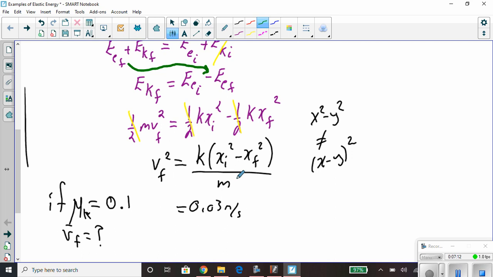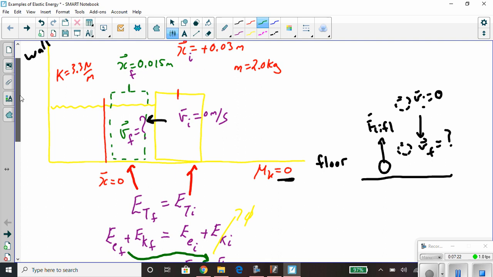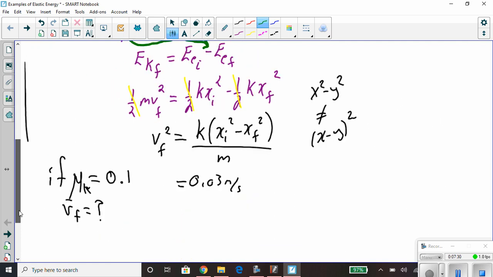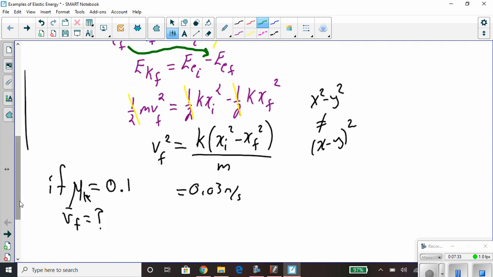Now, if I plug in all the numbers, I get an answer of 0.03 meters per second. So I have found how fast this object is moving. When I released it, it left its initial position and is now here. And we did this without considering any friction.